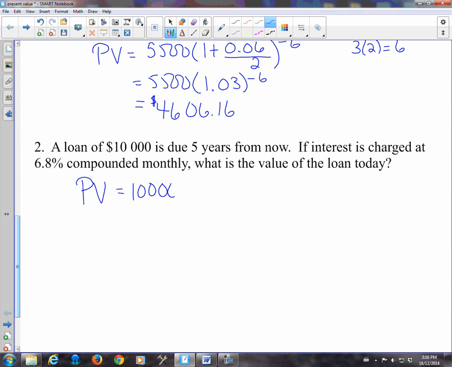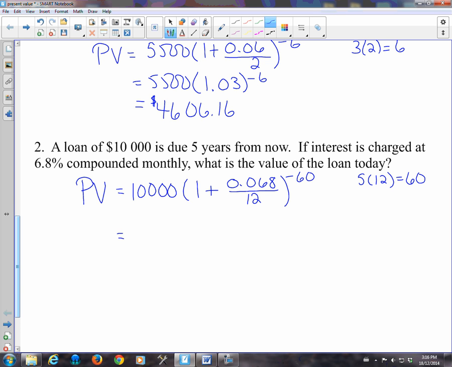So our accumulated amount is $10,000. 1 plus my interest rate as a decimal, 0.068. I'm compounding monthly, so divided by 12. And 5 years times 12 times each year would be 60, so exponent of negative 60.